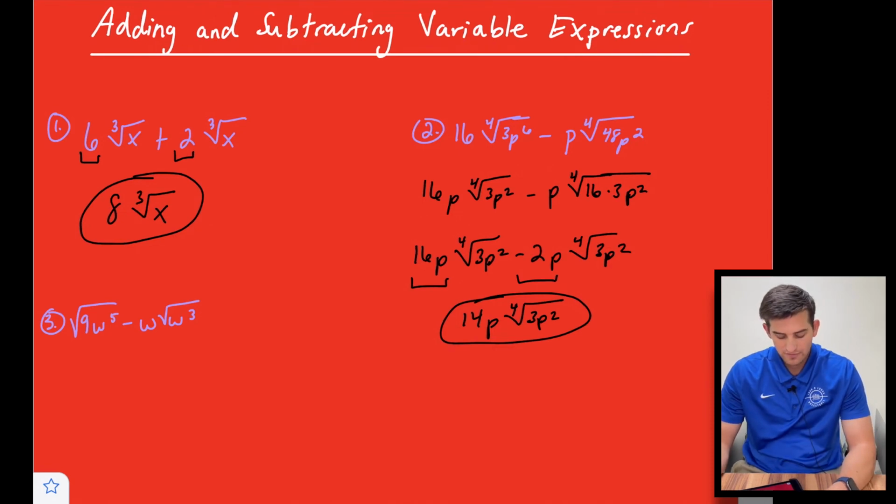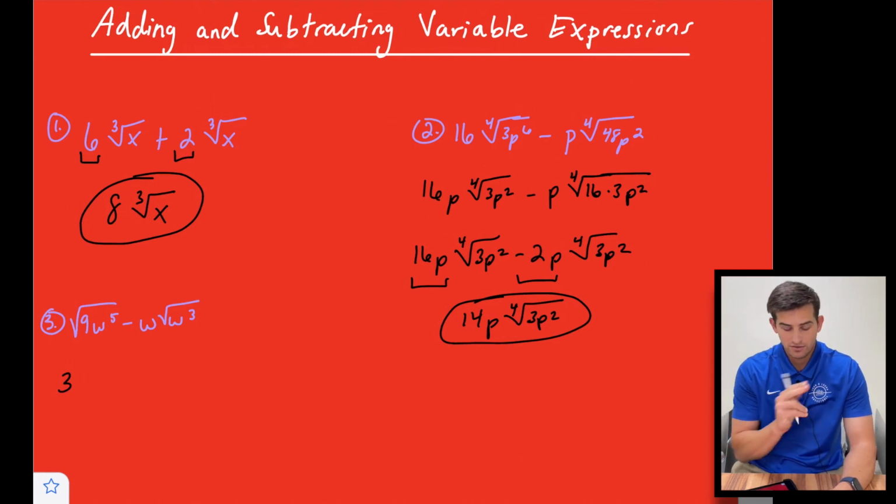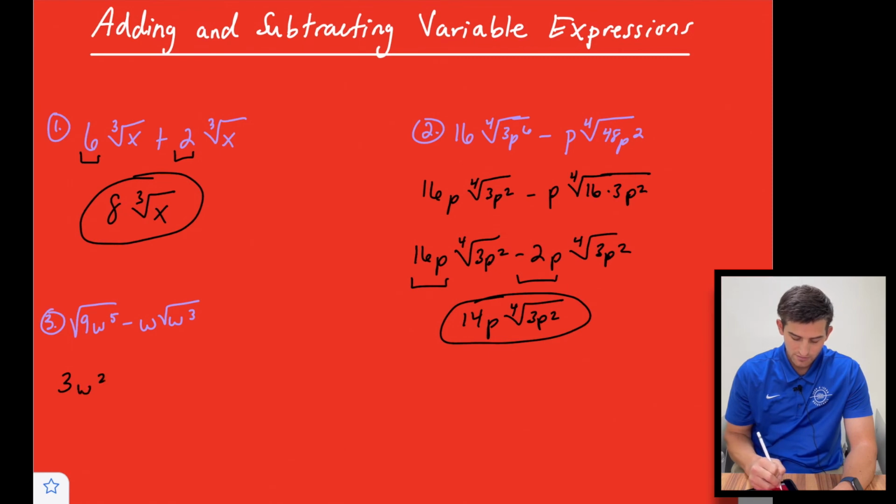All right, number 3, we have the square root of 9w to the fifth minus w times the square root of w cubed. So very similar to number 2, we're going to simplify a little bit to see if we can get the radicands to be the same. So let's think about the square root of 9. Well, that's going to give me a 3, right? And then w to the fifth, well, I could pull out a w squared and a w squared. So that's a w squared on the outside, and then the square root of w.